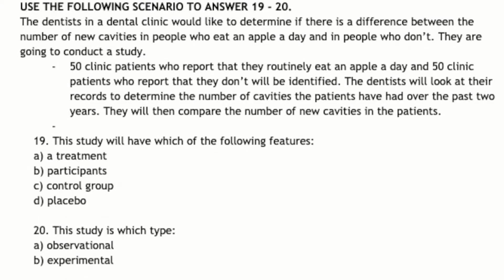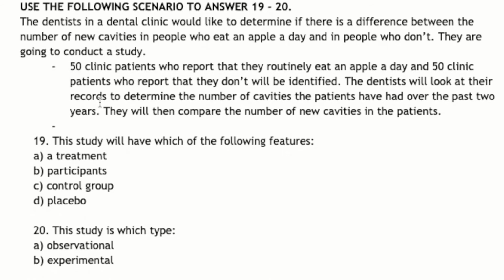19. This study will have which of the following features? Will it have a treatment? Will it have participants? Will it have a control group? Will it have a placebo? The only answer that's true is a participant. And here's why. This is a survey. This is not an experiment.